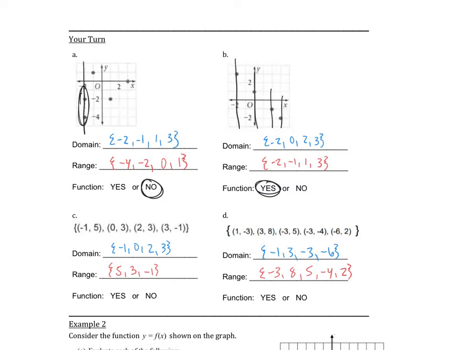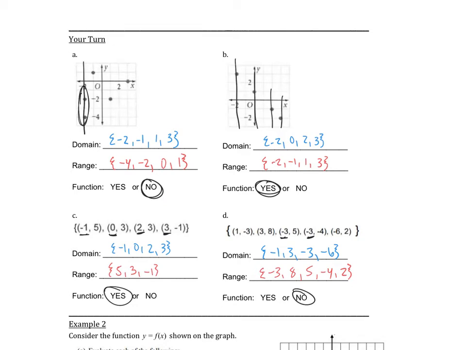C and D should be pretty easy to list out the domain and range. Your domain is just your x's, your range is just your y's. So for if this is a function, yes or no, look at your x values, right? If all the inputs are different, it is a function. For D, all of our inputs are not different, so this one is not a function. All right, so hopefully that one went okay. My domain, remember, is my x values, and then my range is my y values when I list those out.